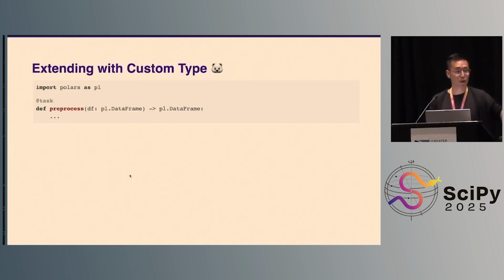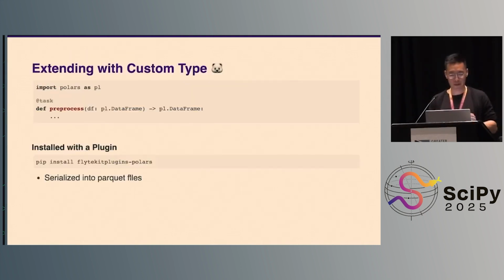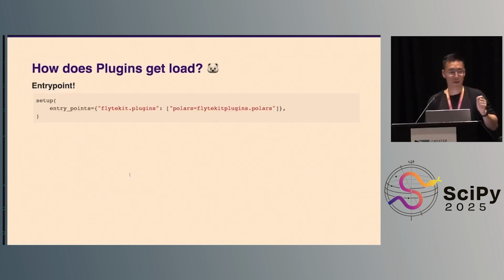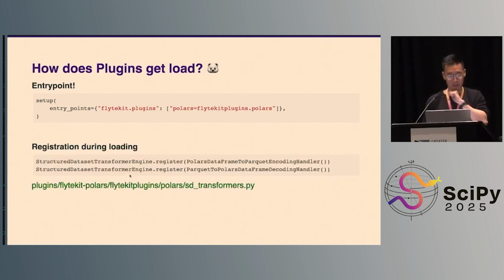Custom types, like Polars, work the same way. In this case, you have to install it with a plugin. It's serialized into Parquet files at the end, but it's the same thing. You have to define deserialization and serialization logic. The way this works is it uses entry points, similar to fsspec, where you define a namespace for your entry point, and then these get loaded when Flytekit gets loaded.